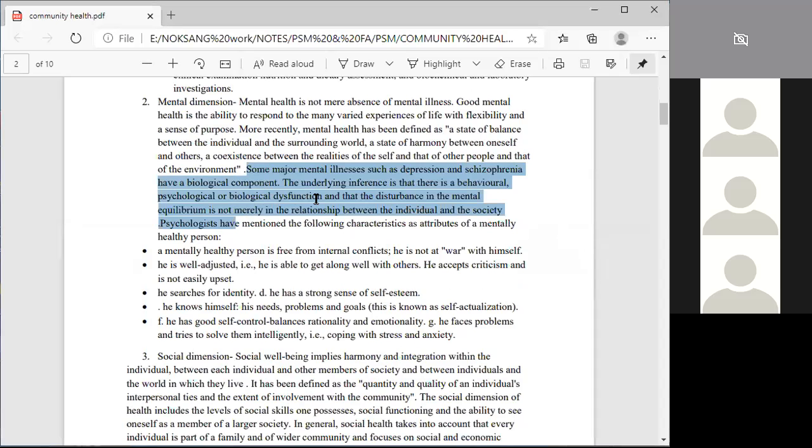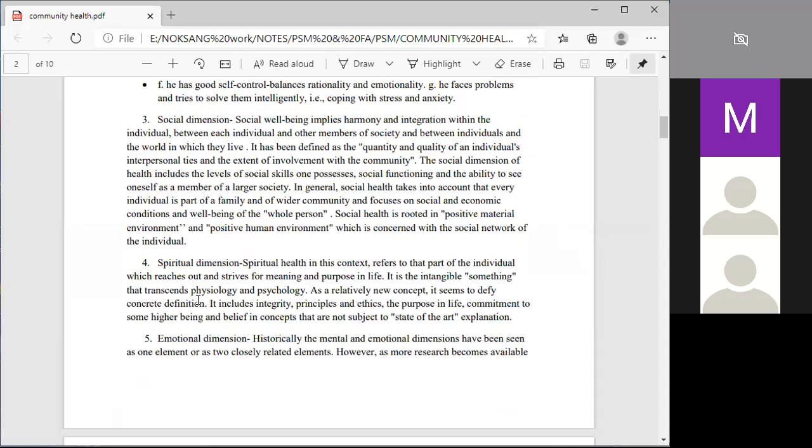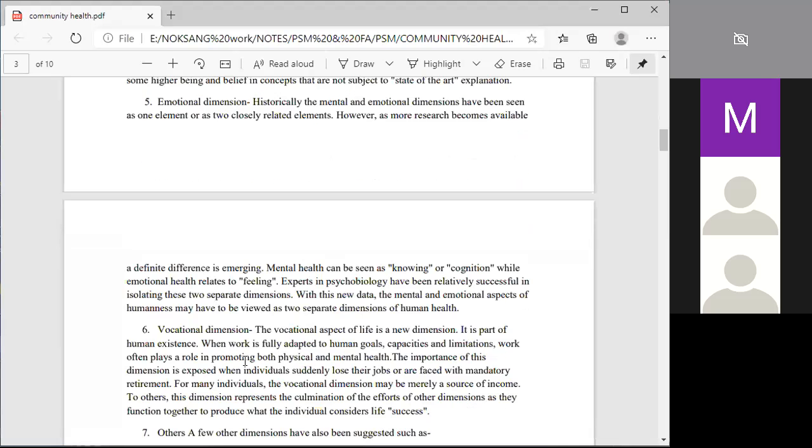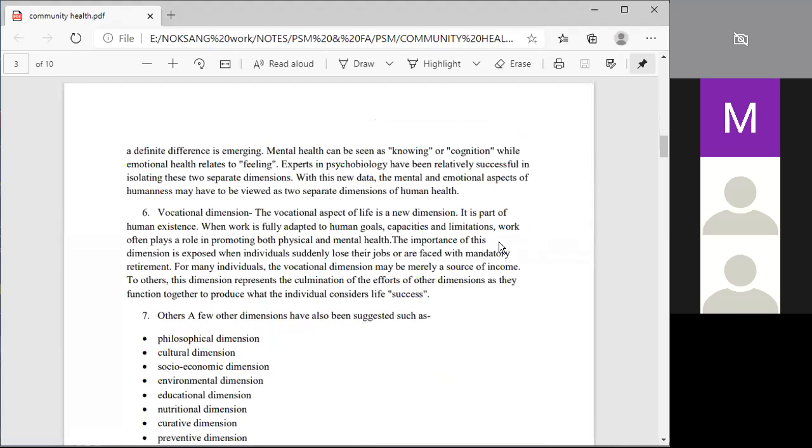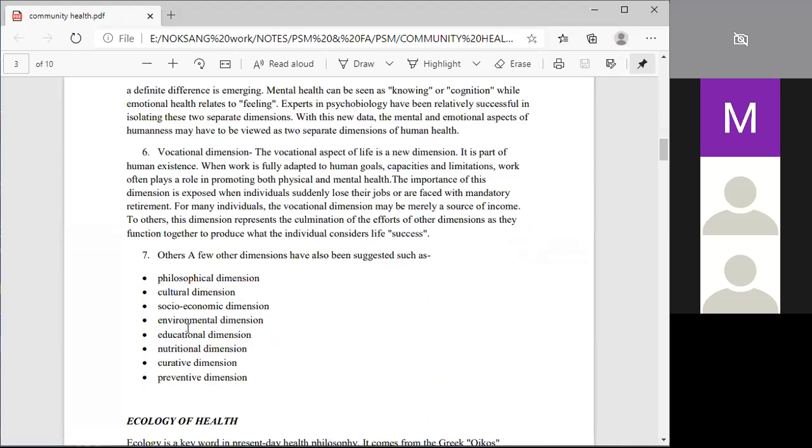This blue color part, no need to write. Major mental illness, depression, no need to write. Finish. Now you take this social, spiritual. It will work. You just have to know these points, just the points. So these are some of the dimensions of health. Write it down in your copies. I will explain in the next class.